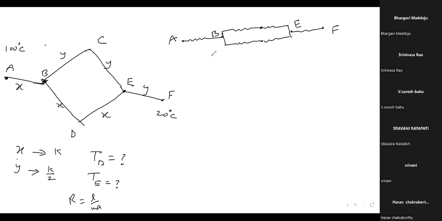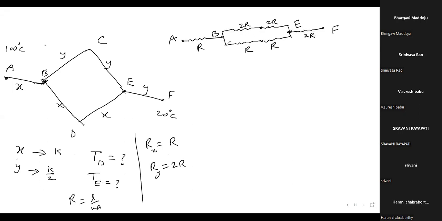Now suppose the AB resistance is R. Then we can say the resistance of X, Rx, becomes R, and Ry becomes 2R. Why? Because thermal conductivity of this Y is K by 2. That's why it becomes 2R. This is R. This is 2R. This is also 2R. This is R. This is R. The resistance of this part also 2R.